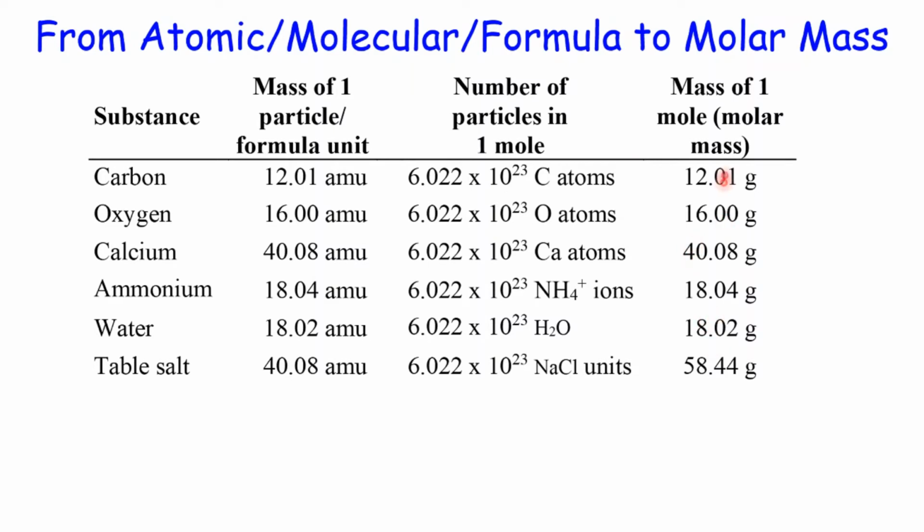The last column is the mass of 1 mole of the substance or of those particles. And that happens to be the molar mass. For carbon atom or element, that's 12.01 grams. You see, the same value as the atomic mass, molecular mass, or formula mass. All right, it's the same value. So for ion, ammonium ion, 1 mole of ammonium ion weighs 18.04 grams.